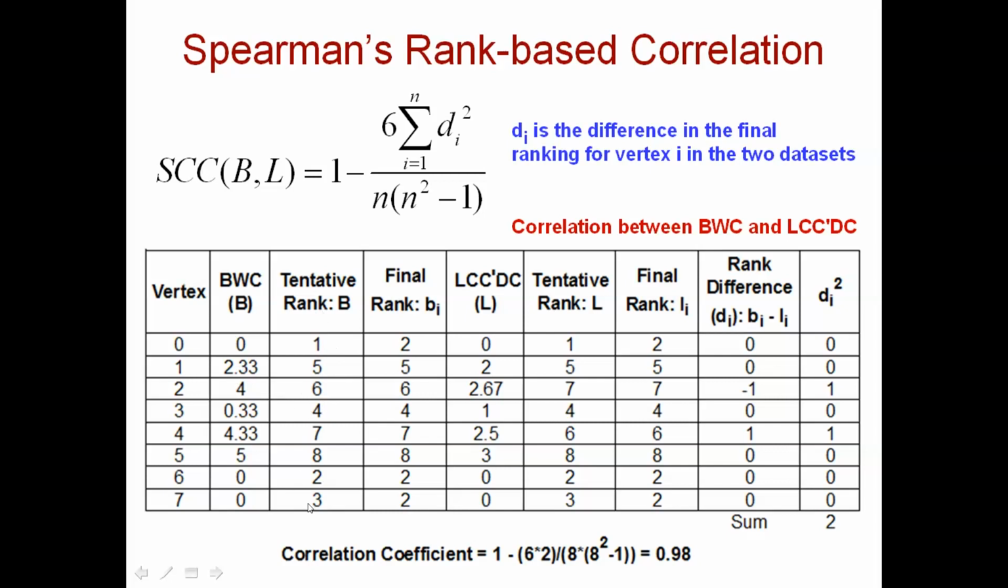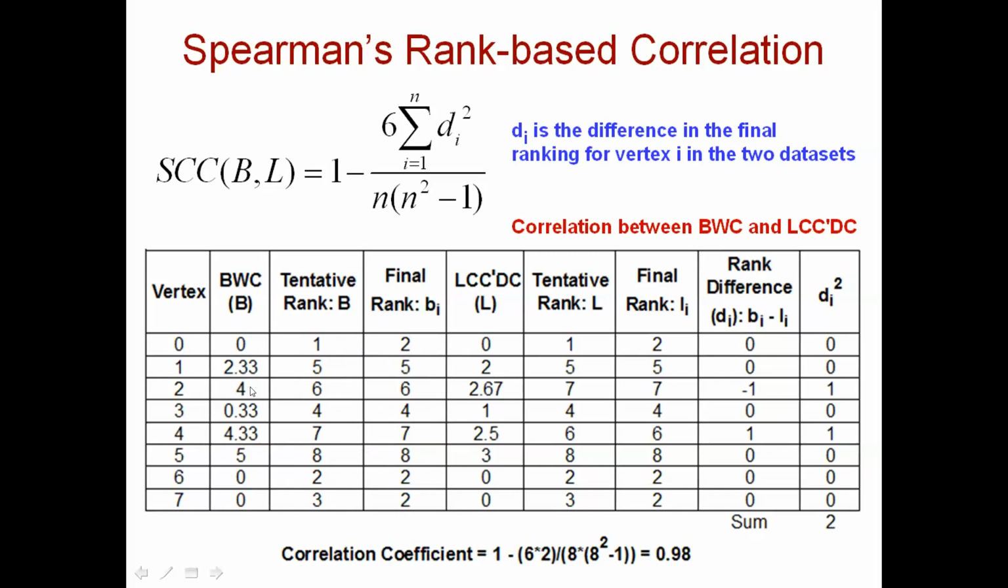So the tentative rank numbers are unique for each vertex, even though they have the same betweenness, we just give them numbers in increasing order. But the final rank is what decides the overall ranking or correlation. So final rank is the same as tentative rank if there's no tie. If there's a tie, the final rank is the average of the tentative rank numbers.